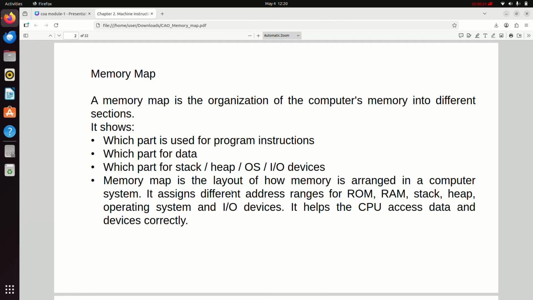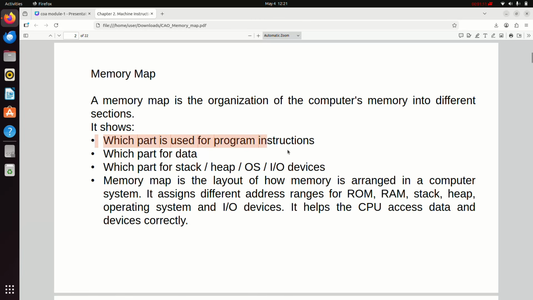How the computer's memory is organized into different sections is shown by the memory map, and how different parts are used. Okay, so in memory map you have to understand the definition. What is the definition of the memory map? A memory map is the organization of the computer's memory into different sections. It shows how the memory is arranged and how the different parts are used. That is what you have to understand.